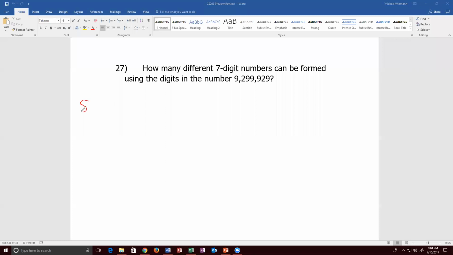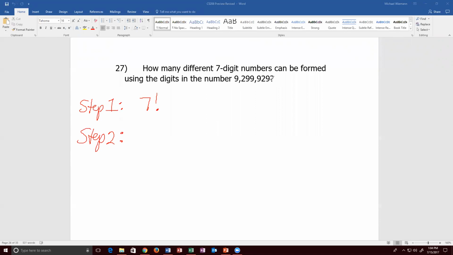So step 1, I need to evaluate the length of this number. Well, it's not actually 7-digit numbers we've got. Well, actually it is. I apologize. 7-digit number, because you got your millions, 3 there for a total of 7. So you're going to apply the length of the number and apply its factorial. So that's step 1. Step 2, we're going to create a distinct list of the digits.